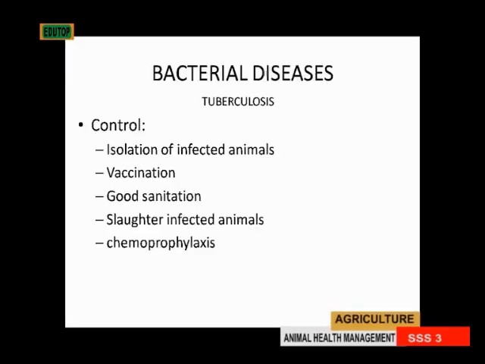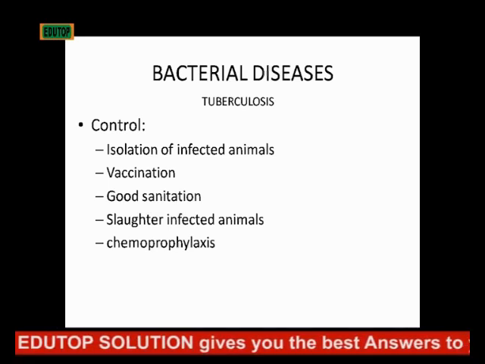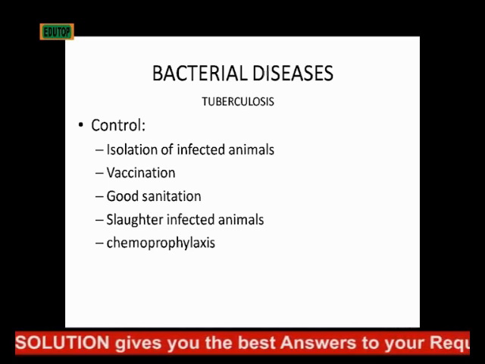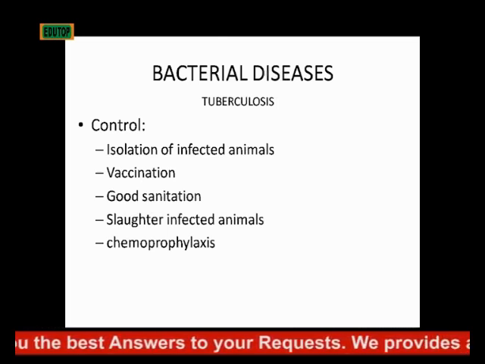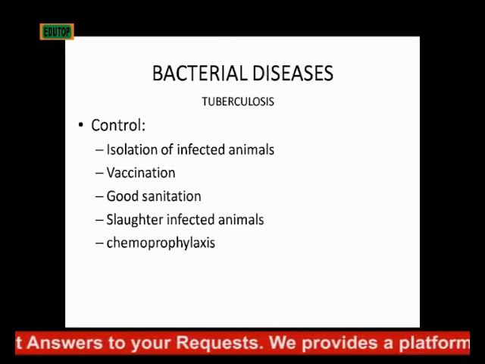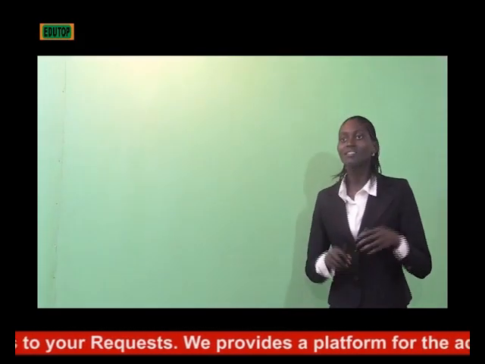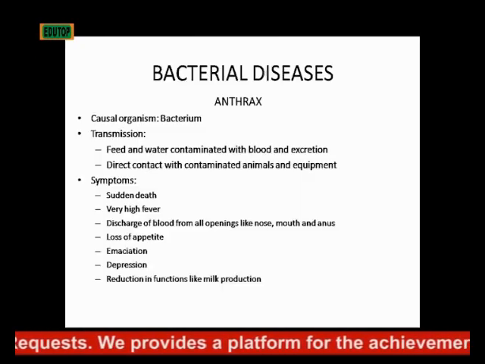How do you control tuberculosis in animals? First, you isolate infected animals. Vaccination is very, very essential. Then good sanitation, you cannot underemphasize that. Then you slaughter infected animals. Chemoprophylaxis is also recommended. Then the next bacterial disease is anthrax.